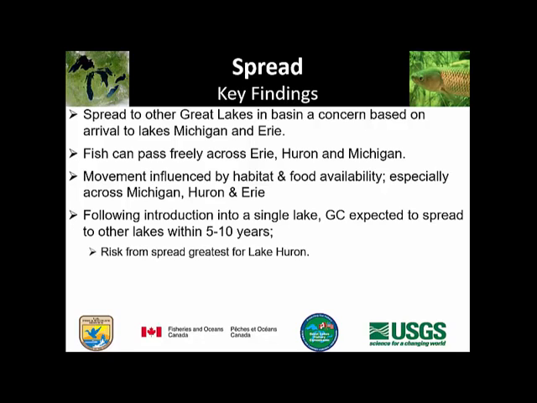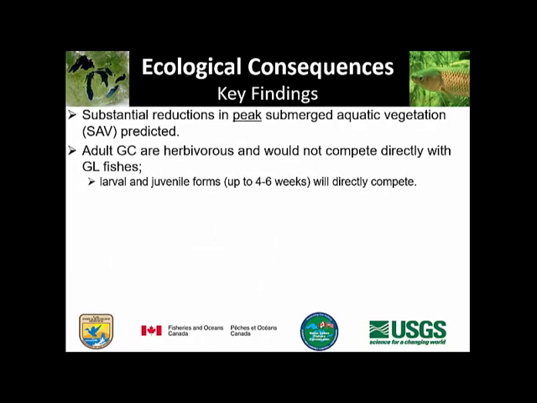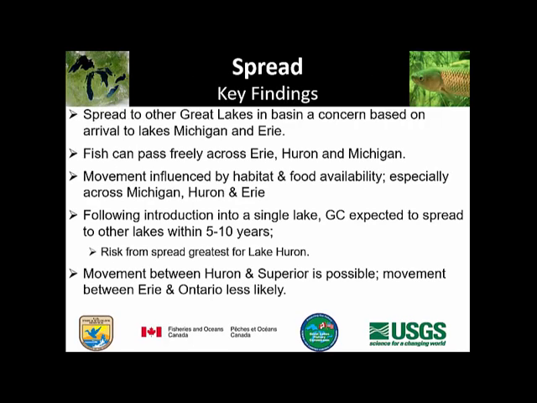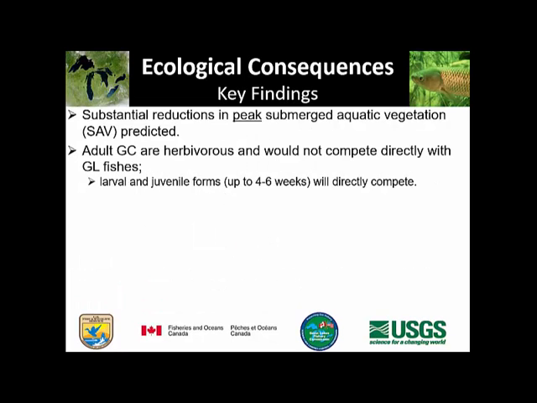And following introduction into a single lake, again based on modeling results, grass carp are expected to spread to other lakes within 5 to 10 years, and the risk from spread into a system is greatest for Lake Huron. Movement between Lakes Huron and Superior is possible, and movements between Erie and Ontario, while possible, are less likely, and that's due to the lock and dam structures that regulate both those connections.